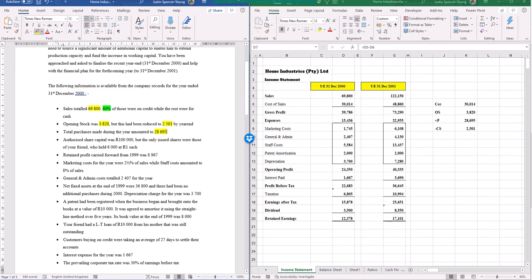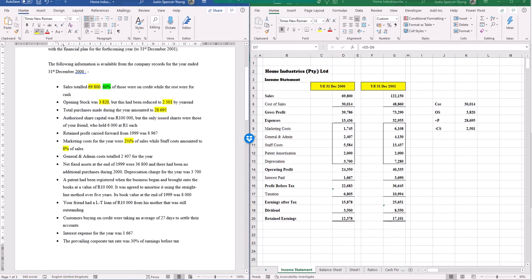I don't know where these are, so I'm going to go and hunt around. Here we go. 2.5% is marketing cost, 2.5% of sales. That's that calculation. The staff costs here were 8% of sales. That's to get that number there. And then general and admin totaled 2,704. Let's plug that number in. There we go.